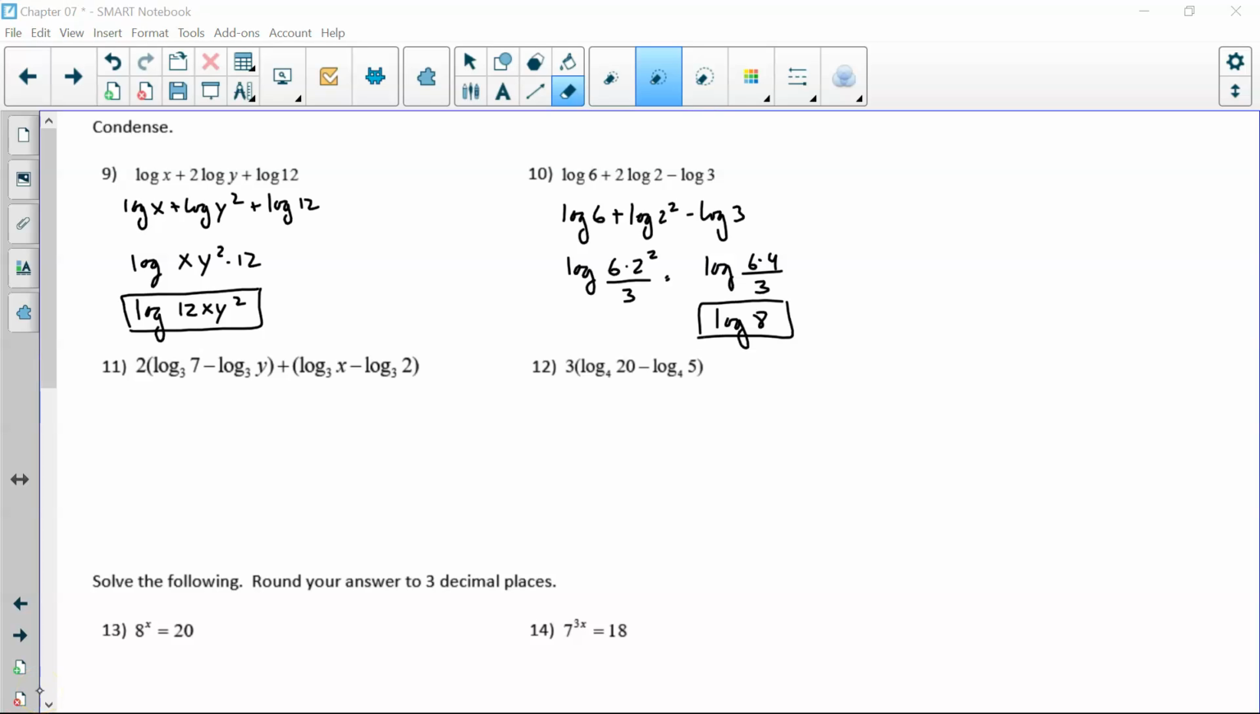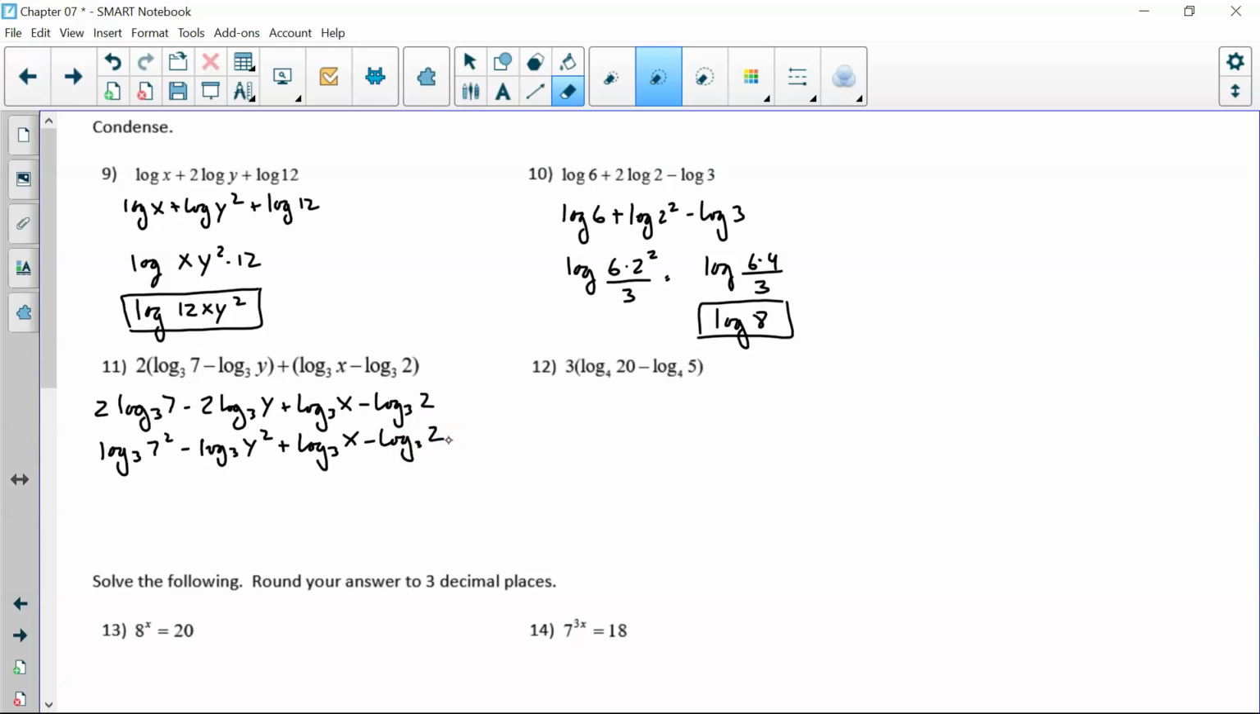Now for number 11, see how there's that 2 in front? I'm going to distribute the 2. So it's 2 log base 3 of 7 minus 2 log base 3 of y plus the log base 3 of x minus the log base 3 of 2. Now, any coefficient becomes an exponent. So it's the log base 3 of 7 squared minus the log base 3 of y squared plus the log base 3 of x minus the log base 3 of 2.